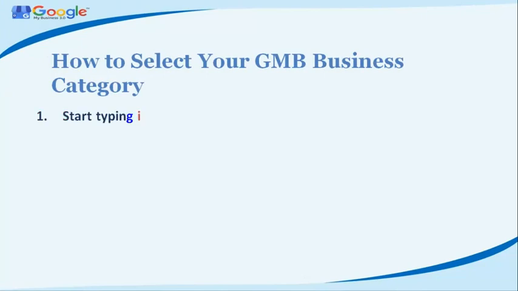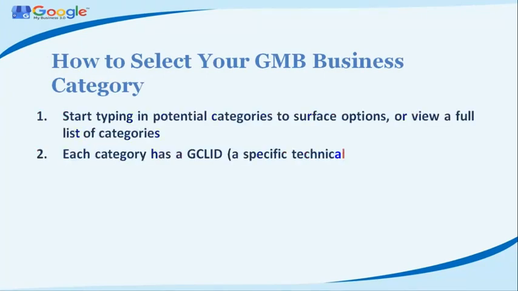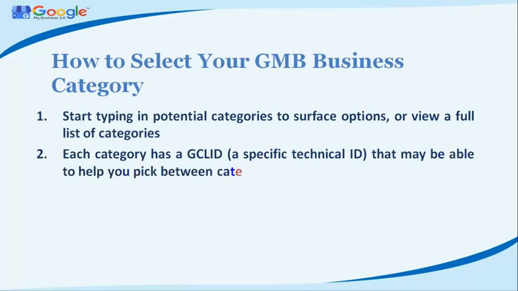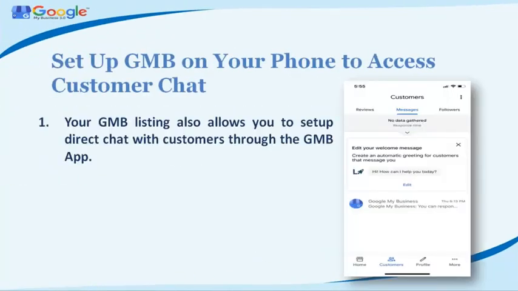How to select your GMB business category. Start typing in potential categories to surface options, or view a full list of categories. Each category has a GCID, a specific technical ID, that may be able to help you pick between categories that may seem similar. Set up GMB on your phone to access customer chat. Your GMB listing also allows you to set up direct chat with customers through the GMB app.